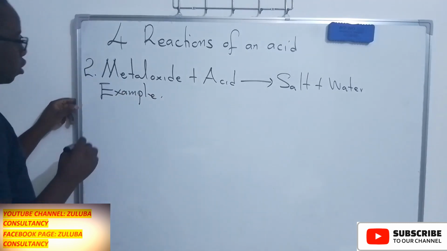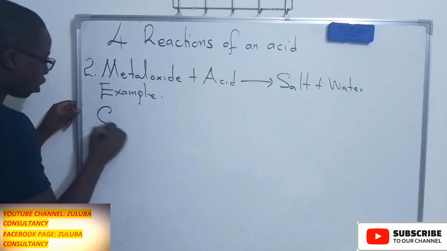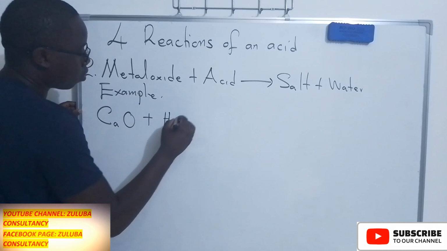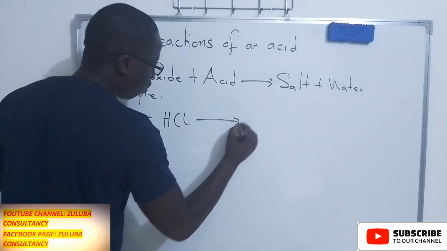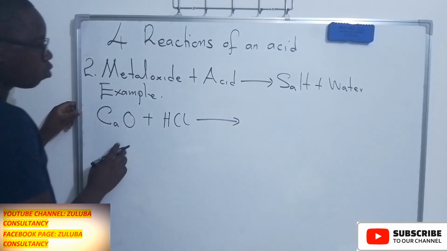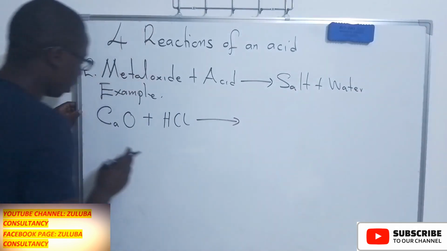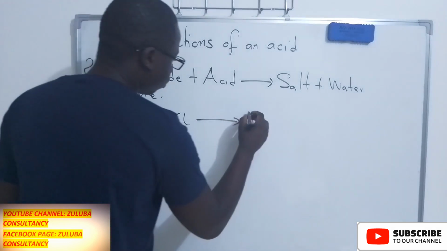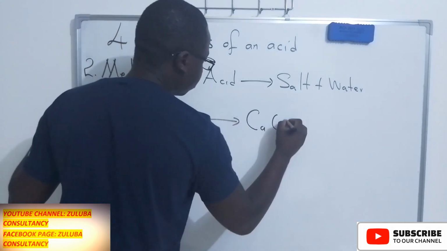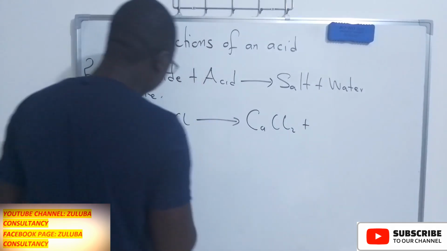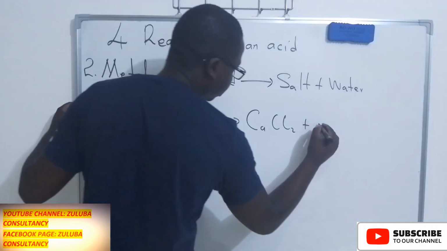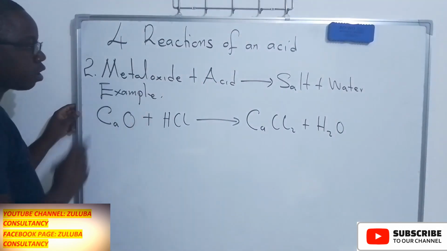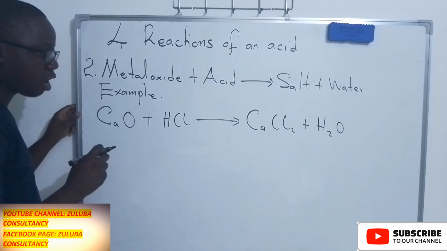So the example of the reaction we can look at is when calcium oxide reacts with hydrochloric acid. What will be the product? The product we have said should be salt and water. So the salt will be calcium chloride. So the salt will be calcium chloride and we are going to have water. So these are the products when a metal oxide reacts with an acid.